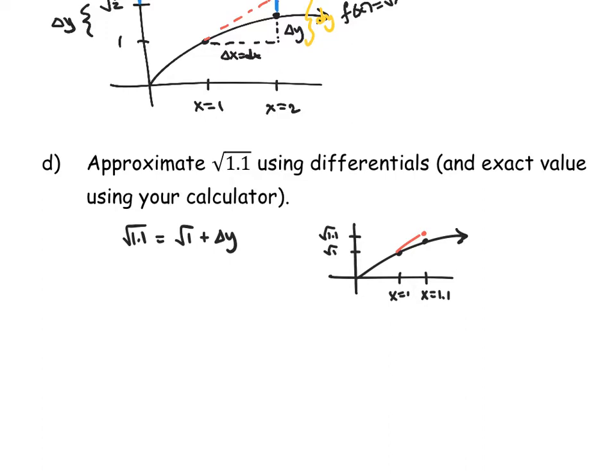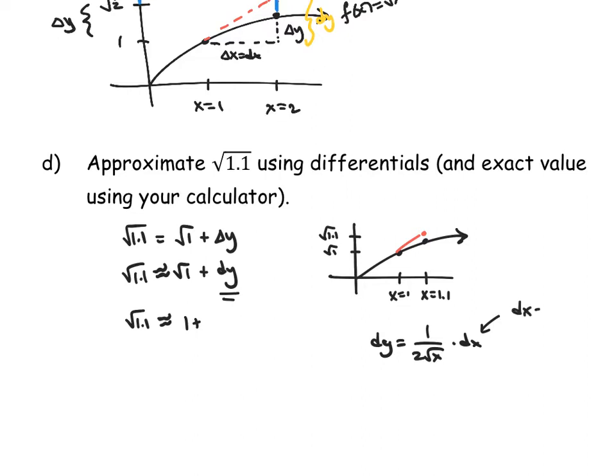So let's use dy, because we're not going to cheat and use the calculator. But dy, we're going to sub in for delta y, and therefore it will not be equal, it will be an approximation. So the square root of 1.1 will approximately be equal to 1 plus dy. Well, we said that dy is equal to 1 over 2 root x times dx. In this case, dx is equal to 1.1 minus 1, so dx is equal to 0.1. x is still equal to 1, that's where we're projecting our tangent line from. So dy is equal to 1 over 2 times the square root of 1 times 0.1.